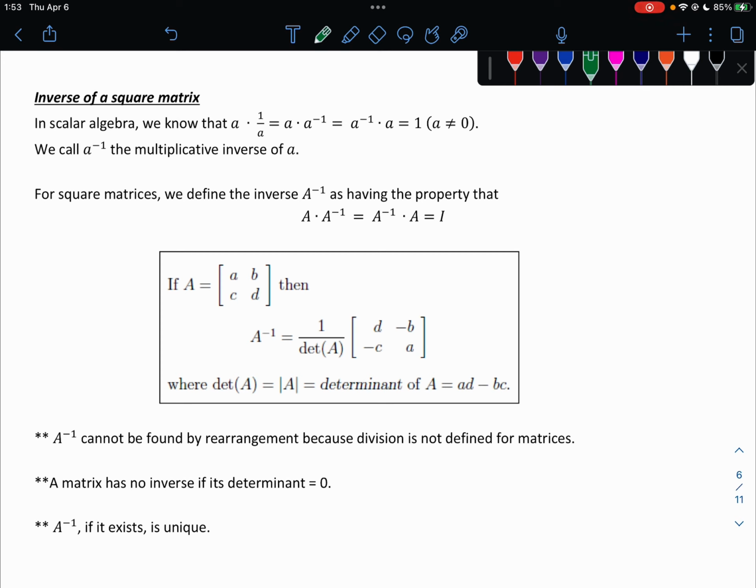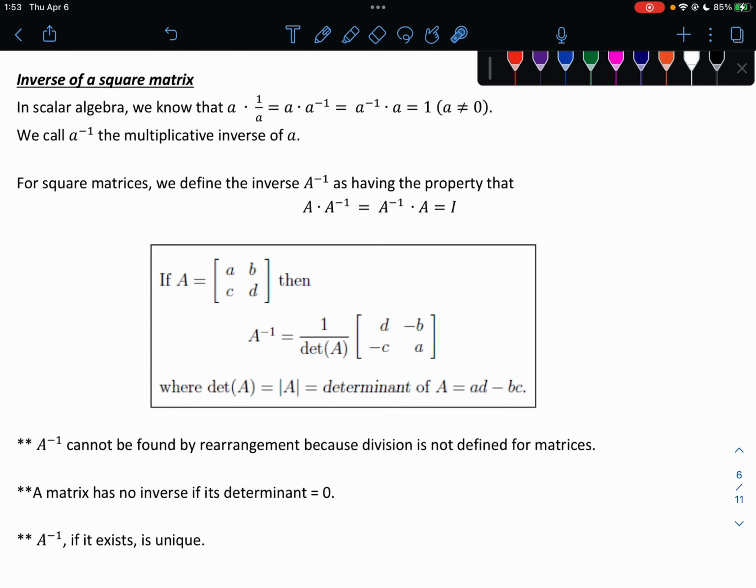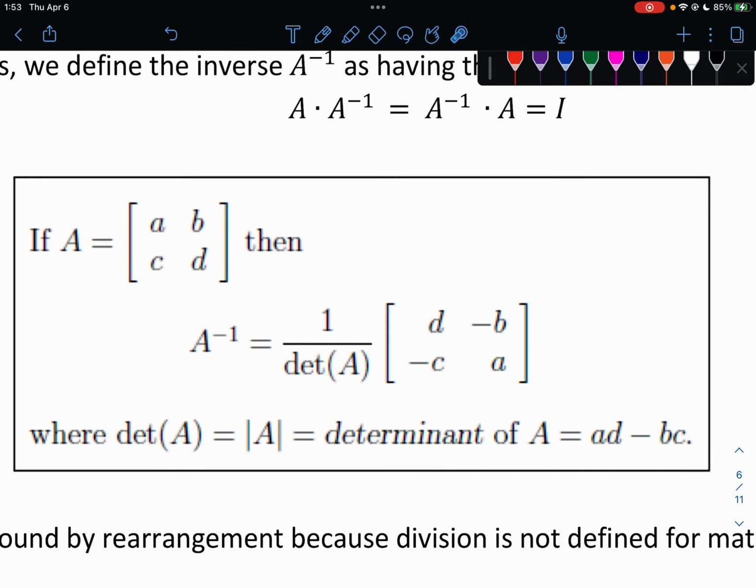For square matrices, and it's only for square matrices, 2 by 2, 3 by 3, 4 by 4, whatever, we define the inverse A inverse as having the property A times A inverse equals A inverse times A equals I, the identity matrix. So if A equals A, B, C, D, to find the inverse matrix, you find the determinant, take its reciprocal, and multiply it by this matrix here. So you flip A and D with each other, you switch them, and then you take the opposites of B and C.